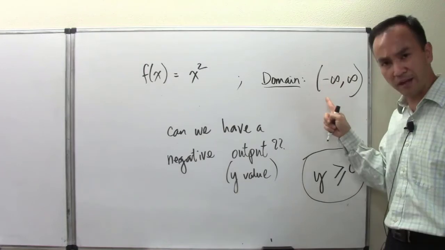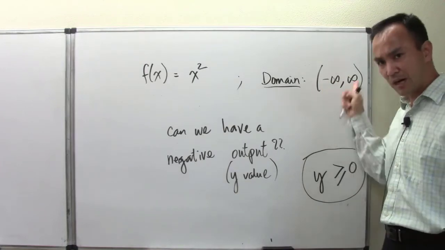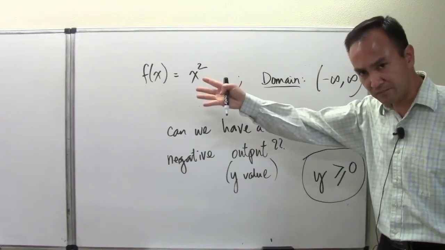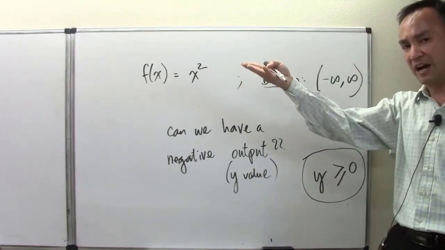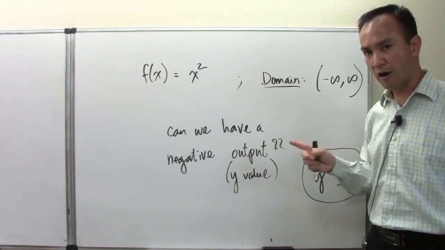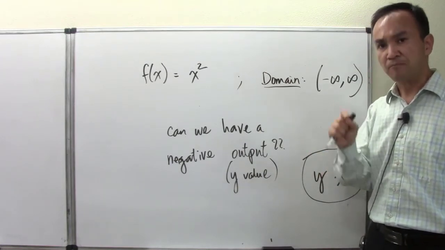What's in this domain? Negative numbers, positive numbers, and 0 in the middle. Okay, and we try any random. See, I picked 5, I picked -5, I picked -1 on a random basis right there, and they all gave me positive output.